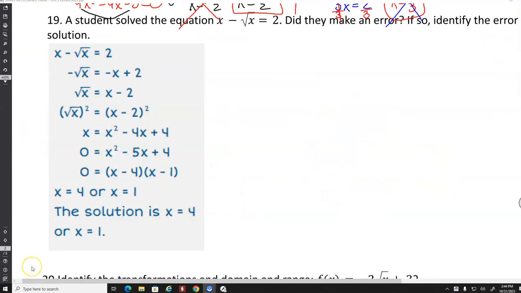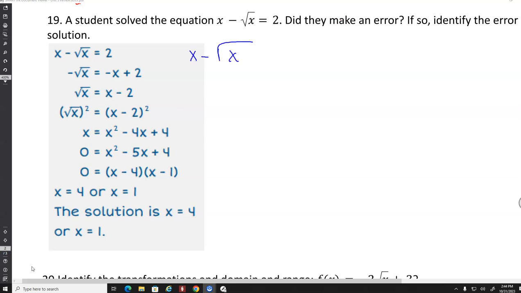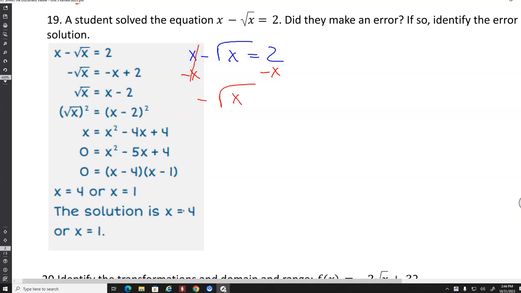All right, so here, a student solved an equation, and this is an error analysis question. You can solve it and follow the steps, or you can plug it into Desmos to check. It does look like the person solved it correctly. They moved the -x to the other side first, because we want to isolate that radical. That gave us a negative square root of x equals 2 minus x.